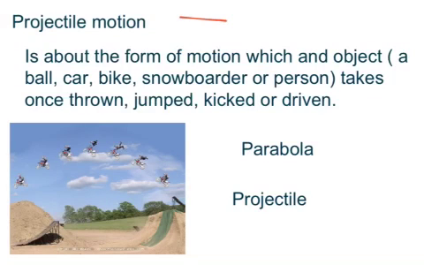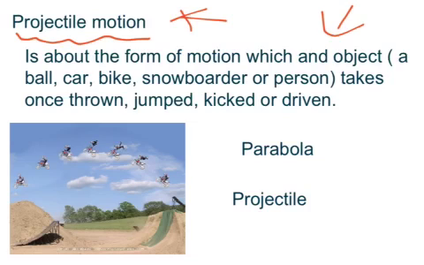Alright guys, so today we're going to be looking at projectile motion, and we're going to be talking about the different parts of projectile motion and how it all works to apply to different contexts, in particular in sports. Now, projectile motion is about the form of motion which an object, for example a ball, a car, a bike, a snowboarder, a person, takes once they're thrown, they've jumped off of a ramp, been kicked or driven. So it's pretty much anything that's traveling in the air has got to do with projectile motion.